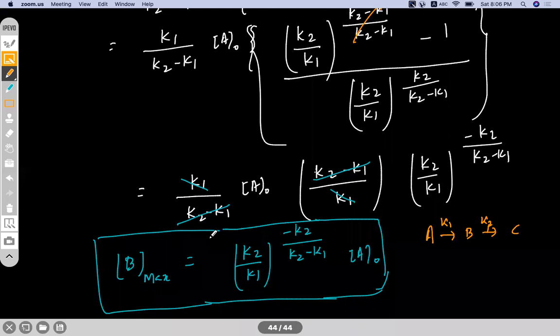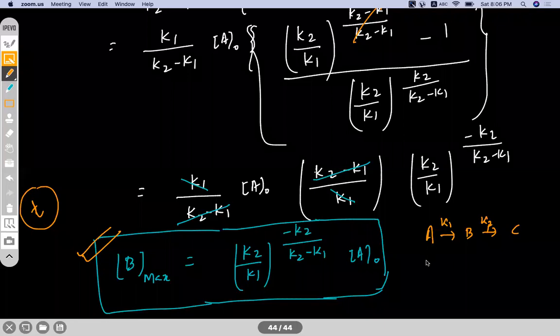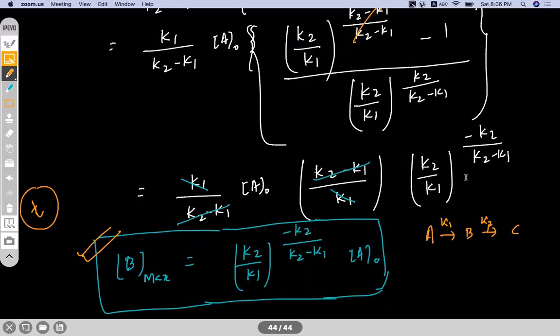Two things they have asked in this. They have asked this B max to find out, and the time at which the concentration of B becomes maximum. The concentration of B, if you don't remember, fine, let it be. But B max and T you must remember. T also, you see, we have got the value of T.